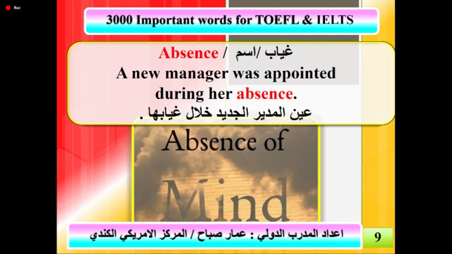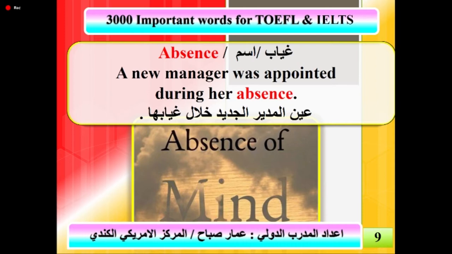كمفعول به أو كفاعل. The company manager مدير الشركة writes the employee's absence. يكتب هذا غياب الموظفين. Our new manager was appointed during her absence. خلال غيابها. Absence, noun, comes as a subject يأتي كفاعل or an object كمفعول به. كلي واضح؟ نقرأها سوية. A new manager was appointed during her absence.